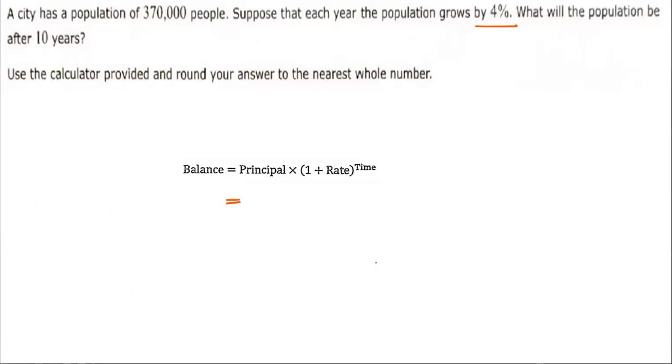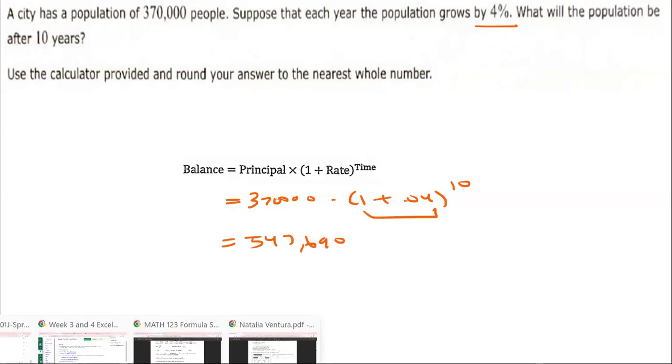So here we would have 370,000. Okay. And then times that by 1 plus 0.04 raised to the 10th. So again, we want to do inside the parentheses first and then raise it to the power of 10 and then multiply by 370,000. When we do that, we get 547,690.